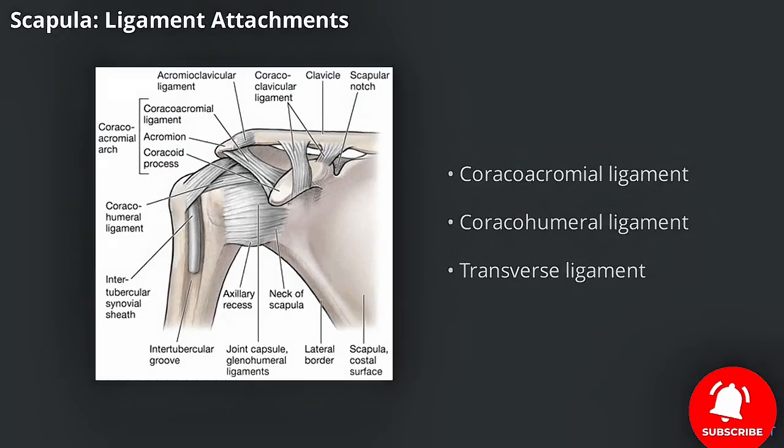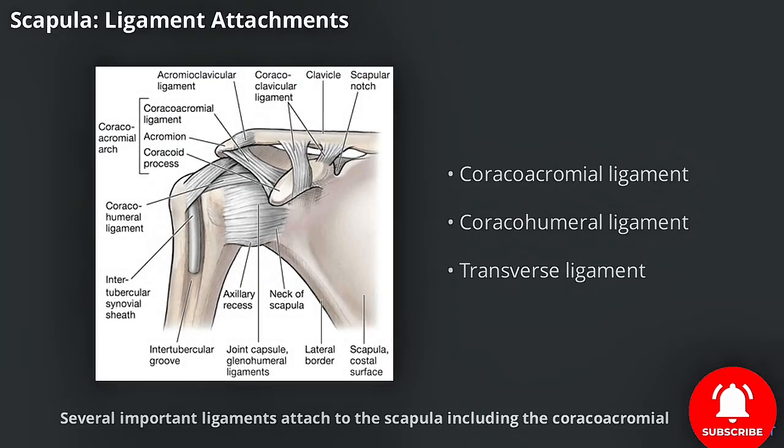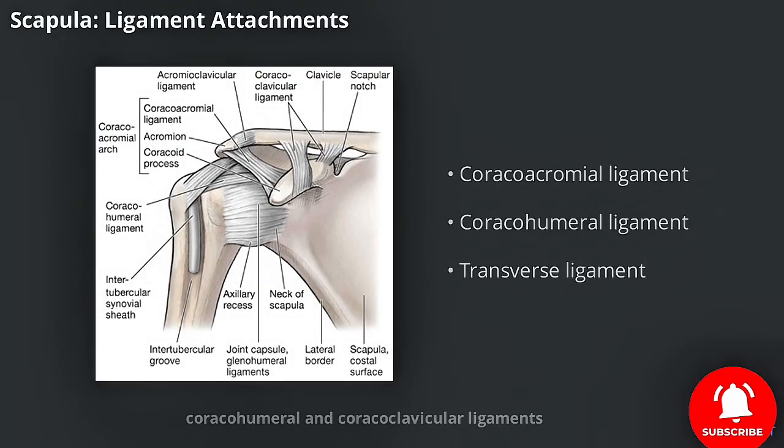Several important ligaments attach to the scapula, including the coracoacromial, coracohumeral, and coracoclavicular ligaments. The transverse ligament bridges the suprascapular notch, converting it into a foramen for the suprascapular nerve. These ligamentous attachments help stabilize the shoulder joint and facilitate smooth movement.